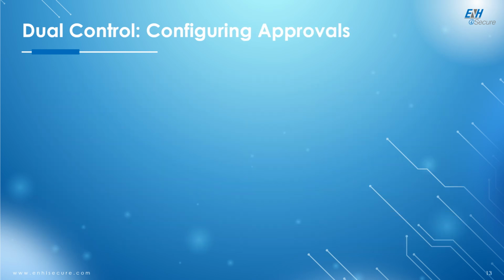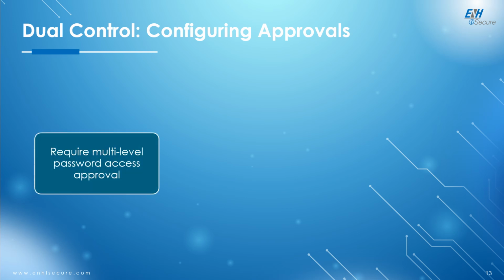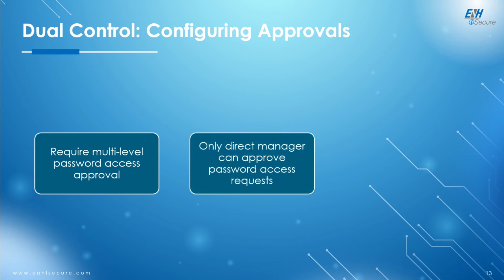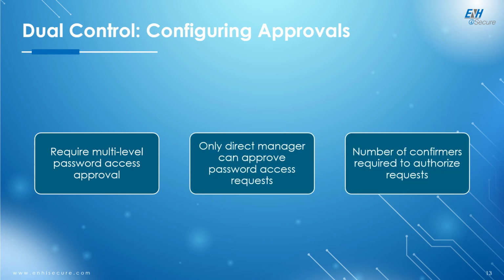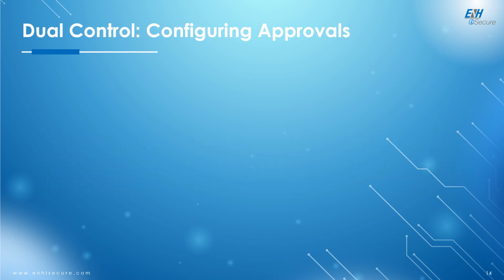In the advanced settings section of dual control, we can tailor the approval process based on the requirement. Advanced settings of dual control include: require multi-level password access approval, only direct manager can approve password access request, and number of confirmers required to authorize requests. Let's see how these can be configured in detail for creating a well-versed approval workflow.